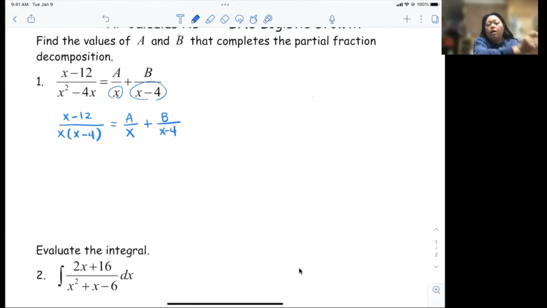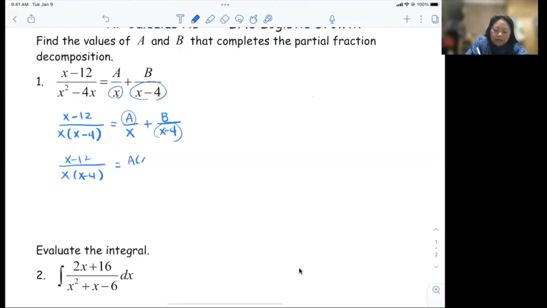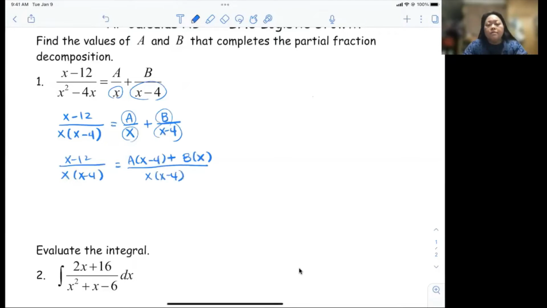So remember, all along the semester, I've been doing this crisscross applesauce and adding fractions. This is where it actually gets really handy. So you have x minus 12 over x times x minus 4. On the right-hand side, you can do your crisscross, right? So a times x minus 4. And then here, this is your cross, b times x, right? B times x. And here's your applesauce on the bottom, x times x minus 4. Now that my denominator matches perfectly, you only need to deal with the top.